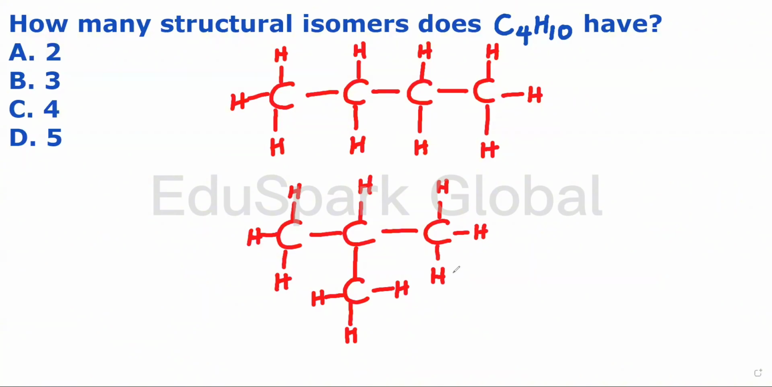Now confirm that you have 10. So 1, 2, 3, 4, 5, 6, 7, 8, 9, 10. So 4 carbons, 10 hydrogens. We are not going to have any more isomers.